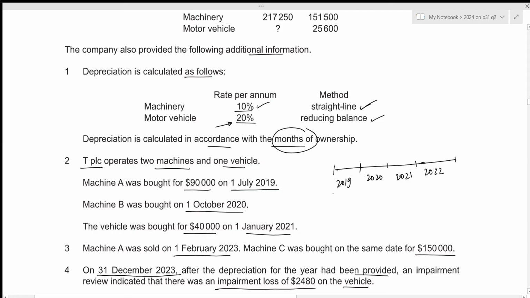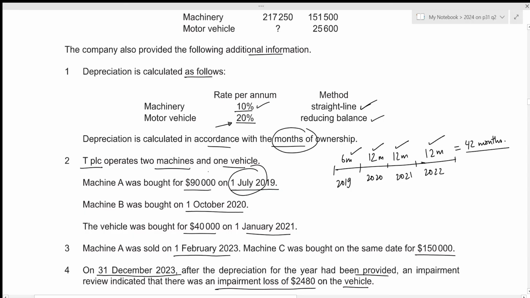In the year 2019, the machine A was bought on 1st July 2019. So it means that we only used it for 6 months. For 2020, we used it for the entire year, so 12 months. For 2021, again 12 months. And for 2022 as well, we used it for 12 months. So in total, we used the machine A, which was bought on 1st July 2019 for 6 plus 12 plus 12 plus 12, which is 42 months. So we need to calculate the depreciation for 42 months.